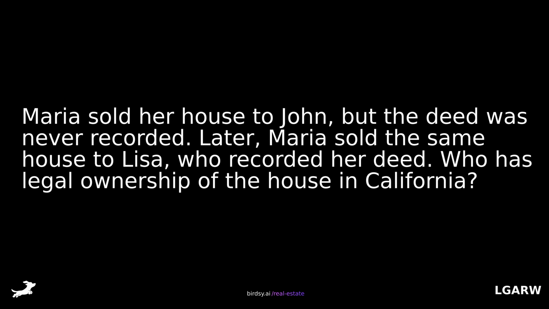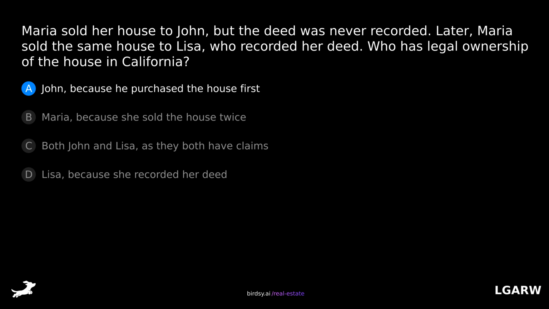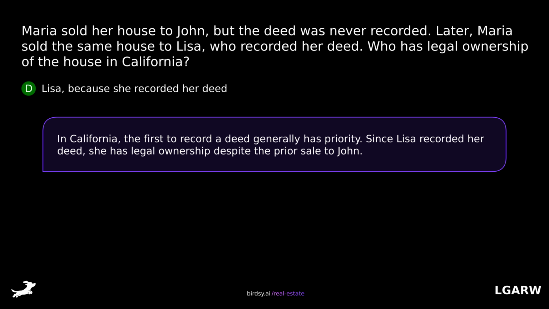Maria sold her house to John, but the deed was never recorded. Later, Maria sold the same house to Lisa, who recorded her deed. Who has legal ownership of the house in California? Is it A, John because he purchased the house first, B, Maria because she sold the house twice, C, both John and Lisa as they both have claims, or D, Lisa because she recorded her deed? The answer is D, Lisa because she recorded her deed. In California, the first to record a deed generally has priority. Since Lisa recorded her deed, she has legal ownership despite the prior sale to John.